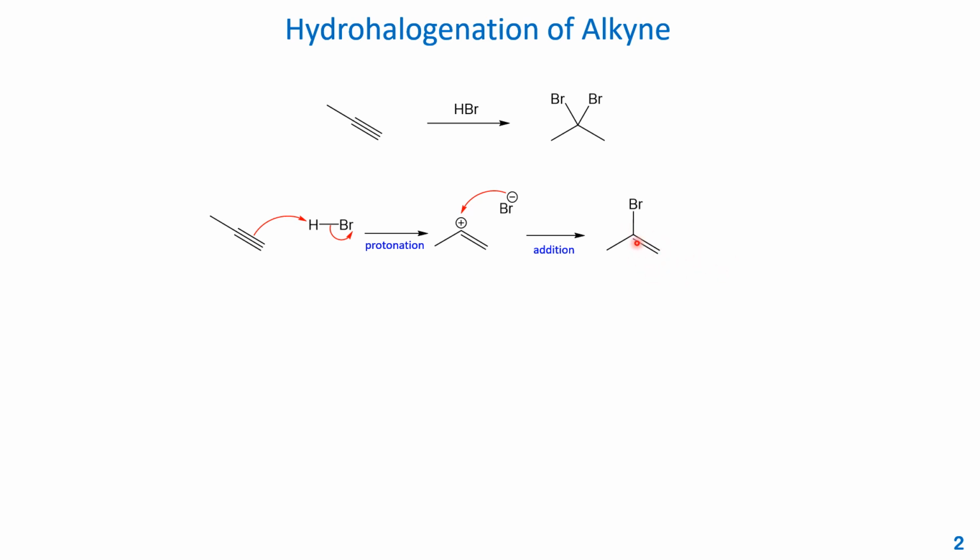It's an alkene, and you still have a pi bond. The pi electrons can do further protonation and kick off the bromide, making this carbocation intermediate. This carbocation is a good electrophile and will react with the bromide from the last step. The nucleophile attacks the electrophile to form a new carbon-bromine bond, and that is the final product, 2,2-dibromopropane. That's the reaction of alkyne with hydrogen bromide. It can also react with hydrogen chloride, with the same mechanism.